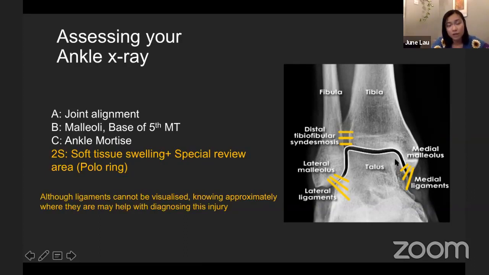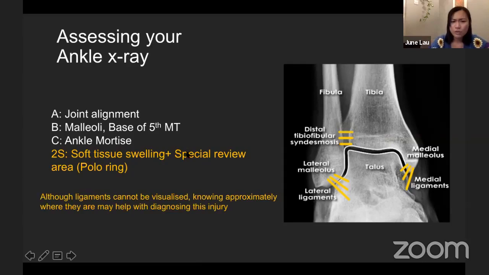Oftentimes when people have inversion, eversion injuries, and they don't have a fracture, it's because these ligaments have gone. The reason why you have a fracture is sometimes the ligaments have held onto that piece of bone, you've stressed it, and that bone is fractured off. But if the bone doesn't go, then something else has to go, so then the ligaments will rupture or tear. And this is the case where you can see quite severe soft tissue swelling, to give you an indication of that.